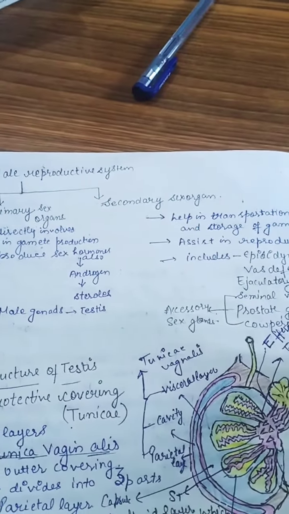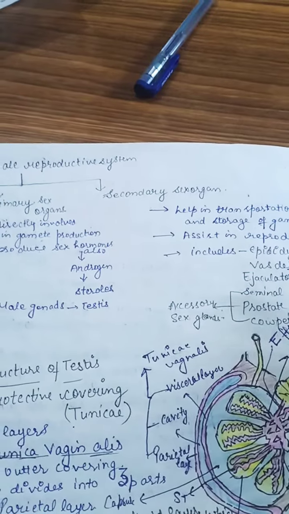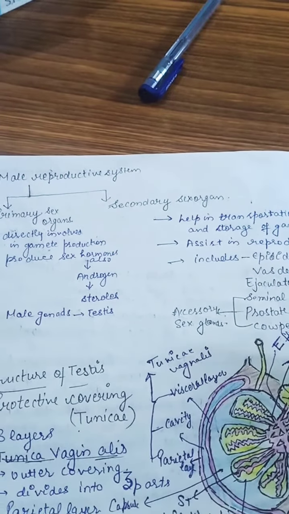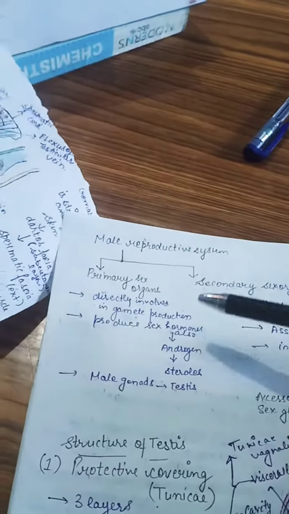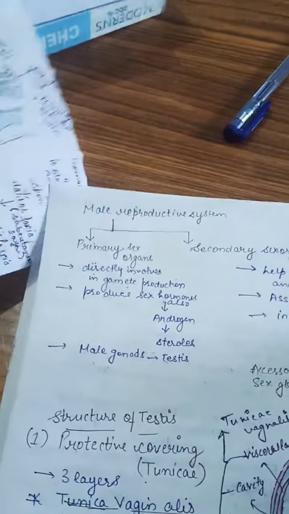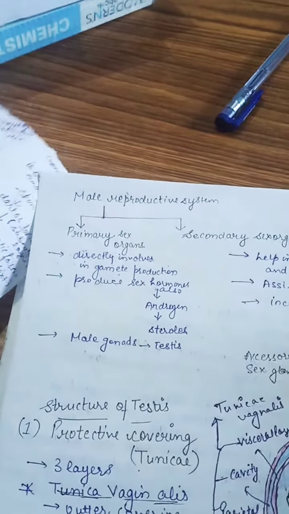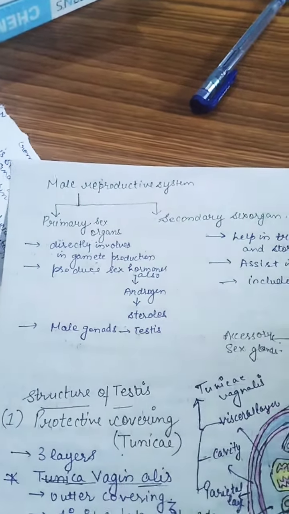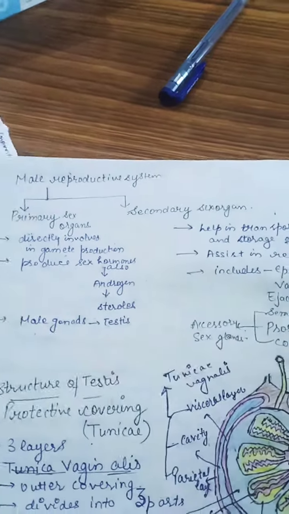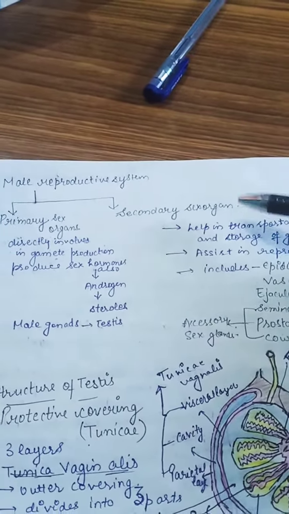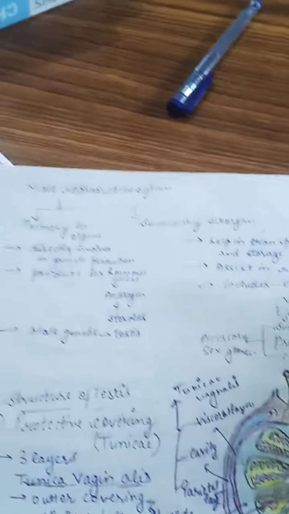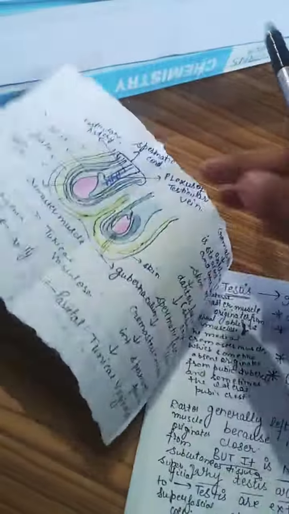Let me give you one example. Suppose you have a manufacturing unit and you are producing blocks in it. That works as the primary sex organ. And so that you can sell them, you must need a transportation system, a carrier, and that is done by the secondary sex organs. It is the same in the case of the male reproductive system.